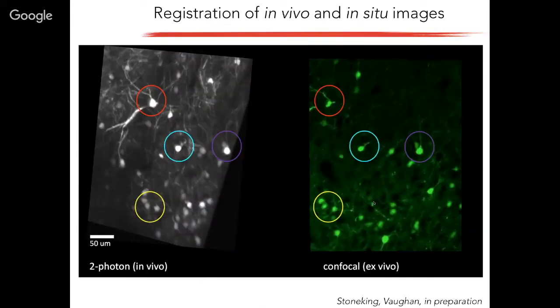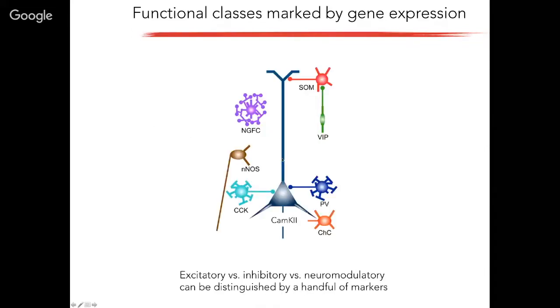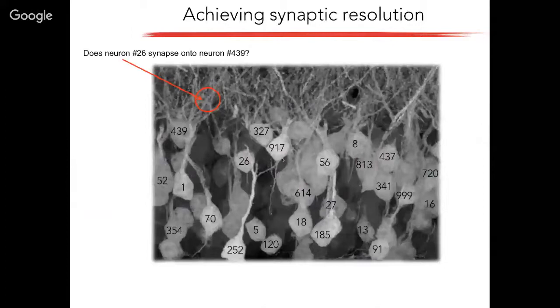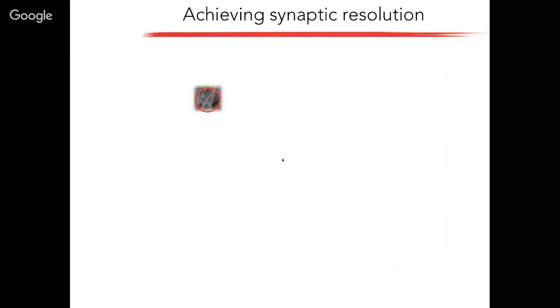We can combine this with in vivo activity. We first use 2-photon imaging to figure out the activity of a bunch of cells. And then ex vivo, we can find those same cells and then figure out their projections. We can combine this with gene expression. Let's skip over that. And then here's what I think is most relevant to the focus of this meeting, which is how do we achieve synaptic resolution? And essentially, I've already told you the answer, which is that we combine the axonal and dendritic labeling with barcodes in this tangled mess that I showed you.